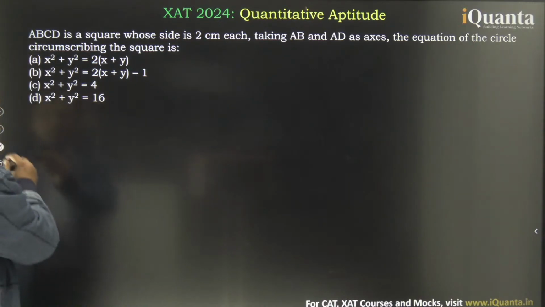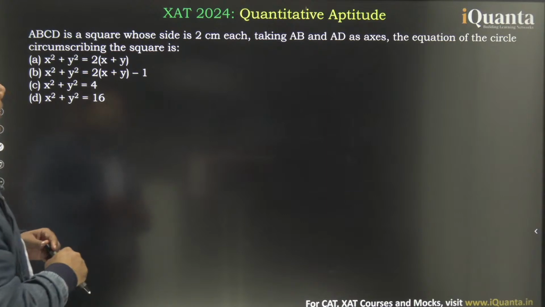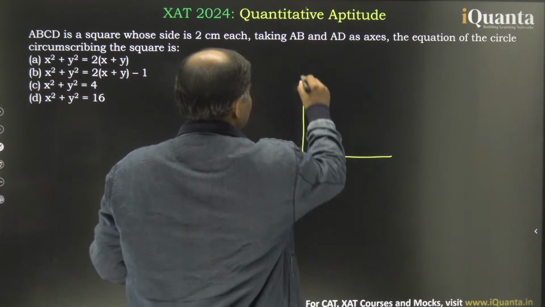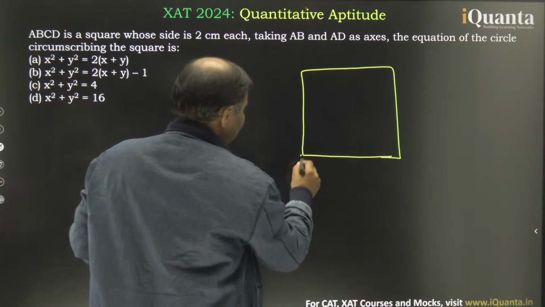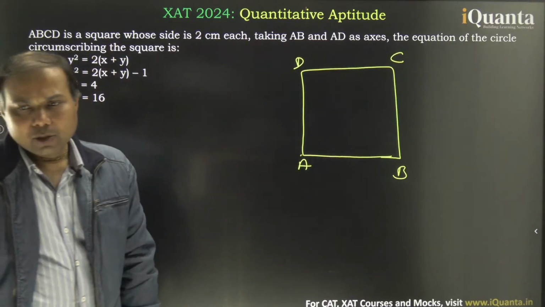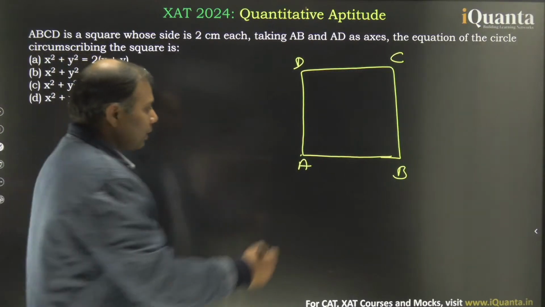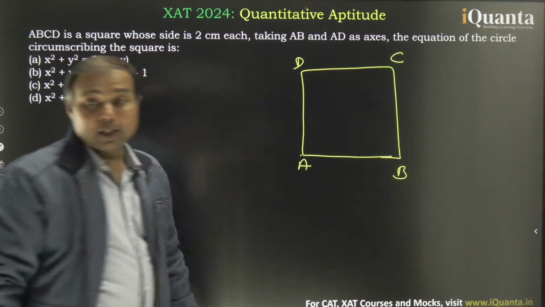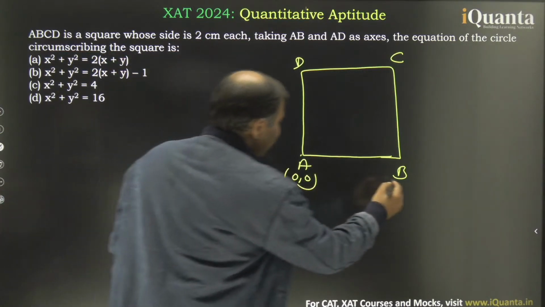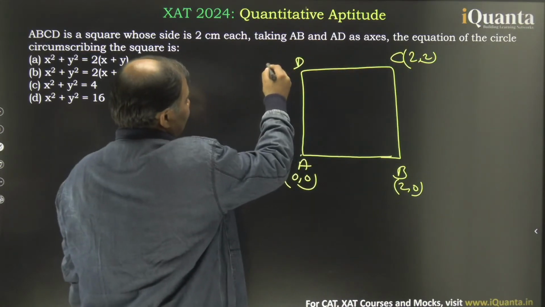Okay, let's check how to do it. It's not a difficult question if you are familiar with the coordinate geometry part. Here AB and AD are being taken as axis. So let's say this is a square, A, B, C, D, and AB and AD are acting as axis. If they are acting as axis, then A must be the origin. What will be the coordinate of A? 0, 0, it's the origin. The length is 2, so we can easily find out the coordinates of all other points. This is 0, 0, this is going to be 2, 0, 2, 2, and 0, 2.